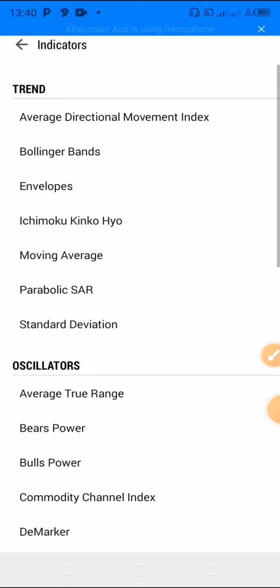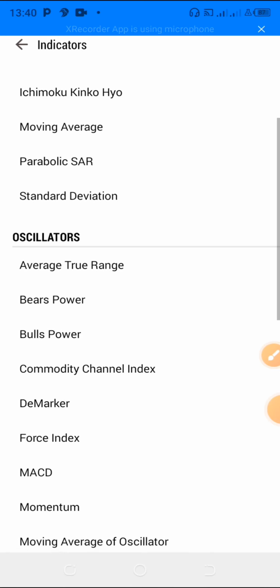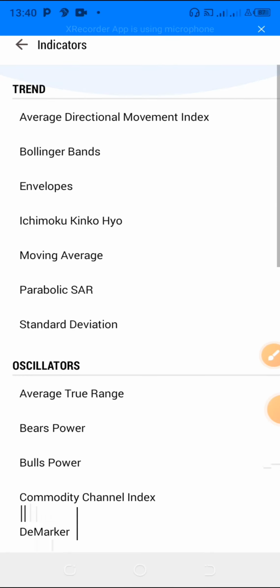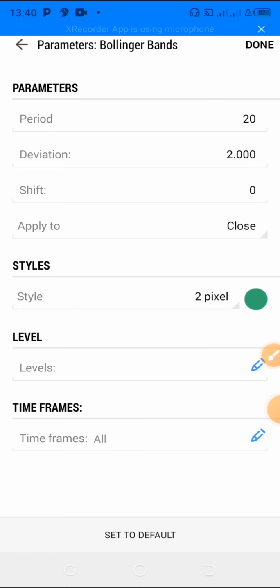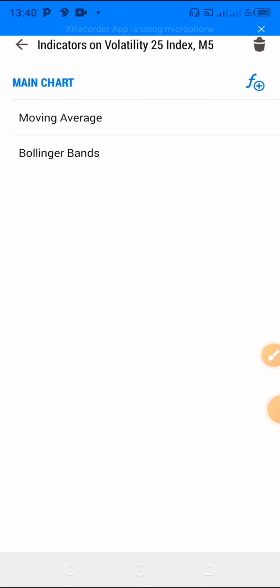Then I'll go again to that F icon, and I'm going to go on the Bollinger Bands. I'll go on trend indicators, and we have the Bollinger Bands, and we're going to use the default settings. So the period is 20, deviation 2.00, shift 0, apply to close, style 2, and the color is green. Then when you're done, you click done. So we now have two indicators on the main chart.